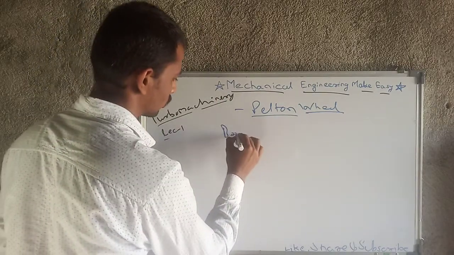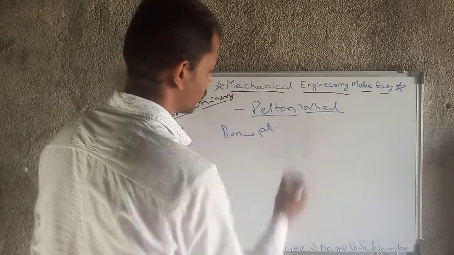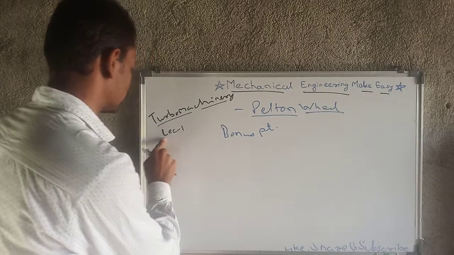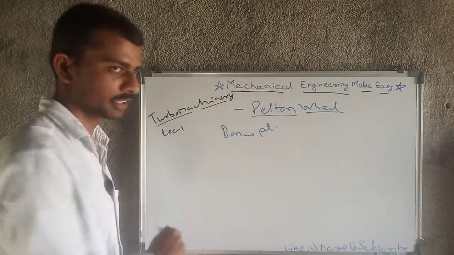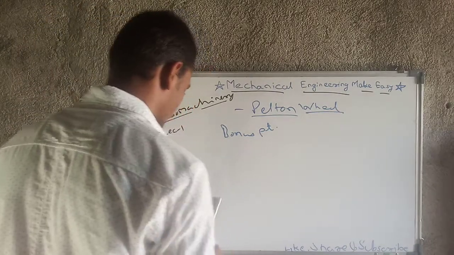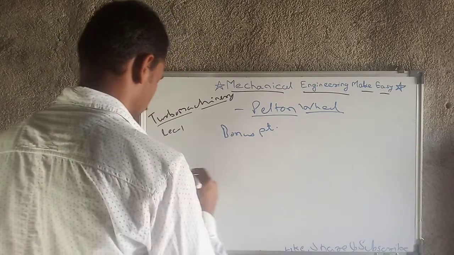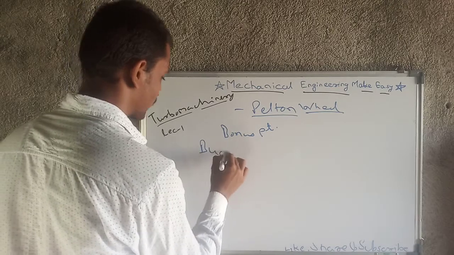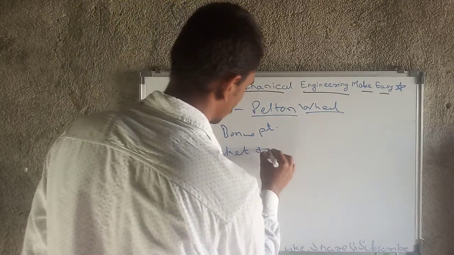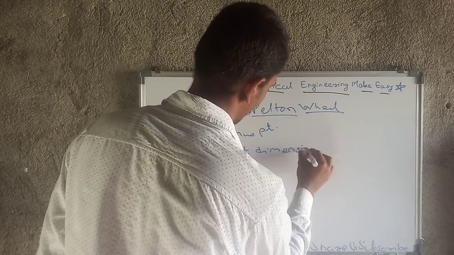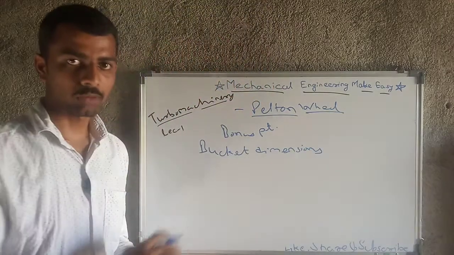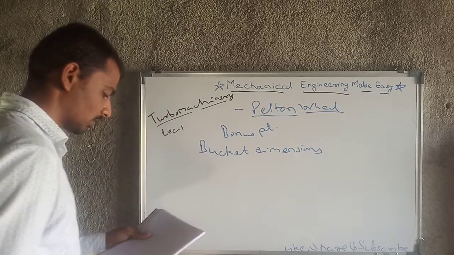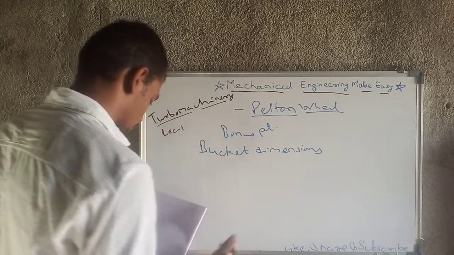Now bonus point, I am covering all the points with regard to GATE. Okay, if you need too much detailed explanation, then you can ask me, then definitely I will give all the detailed explanation. So in bonus point I have the bucket dimensions. In case of bucket, there are a number of dimensions like width, thickness, etc. So all the parameters depend on the jet diameter.